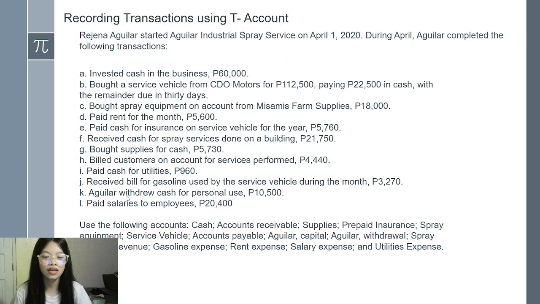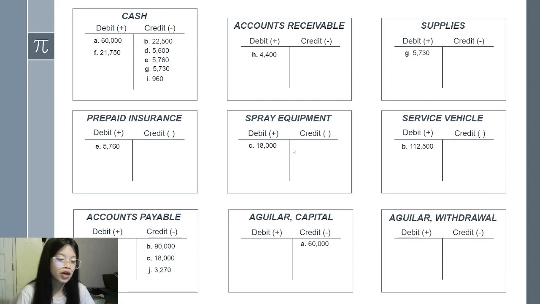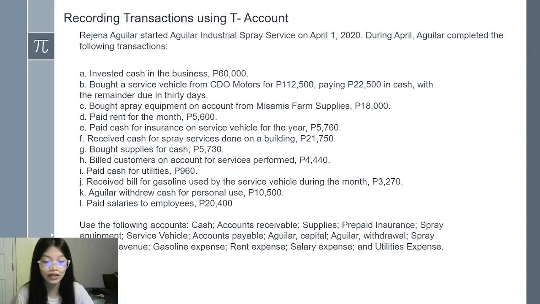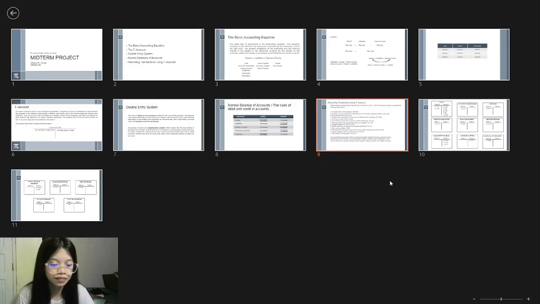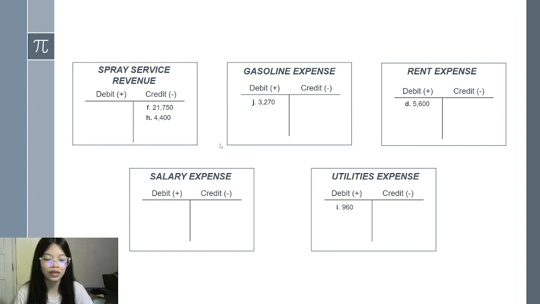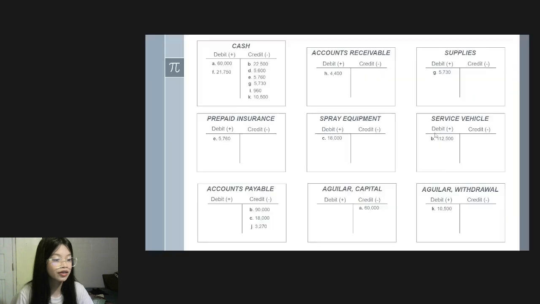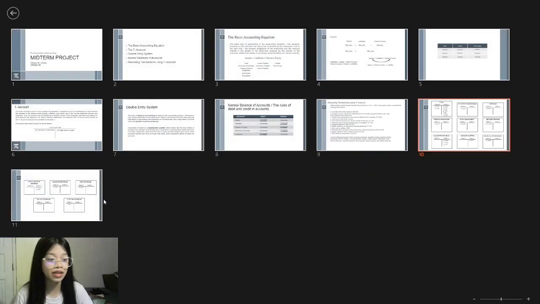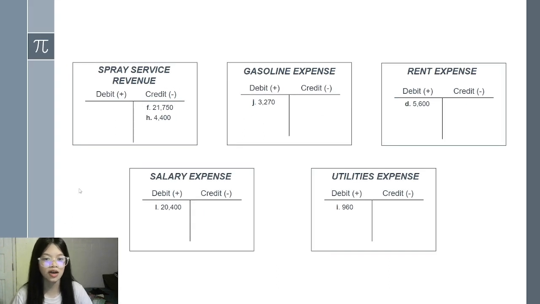So next transaction is letter K. Aguilar withdrew the cash for personal use, 10,500 pesos. Nag-withdraw siya ng 10,500 pesos cash para sa kanyang personal na pangangailangan. So it is decrease in owner's equity recorded by a debit to Aguilar withdrawal, and decrease in assets recorded by a credit to cash. So the last transaction is letter L, paid salaries to employees, 20,400 pesos. So ang entry is decrease in owner's equity recorded by a debit to salaries expense, and decrease in assets recorded by a credit to cash. So ito yung mga accounts na nagamit natin sa pagre-record ng transaction using T accounts.